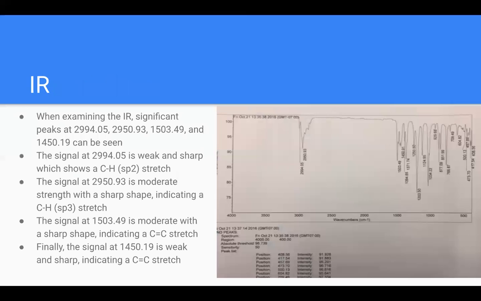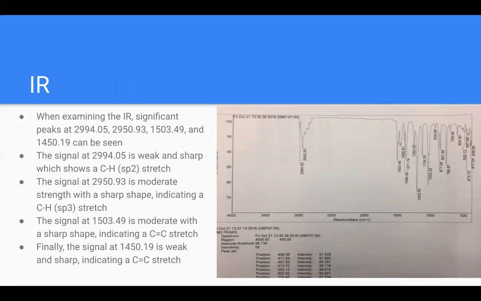So when we are looking at the IR, all our spectra are going to be of the major product. So that would be 2,5-ditert-butyl-1,4-dimethoxybenzene. So when we look at our IR, we see that we have 4 major peaks.